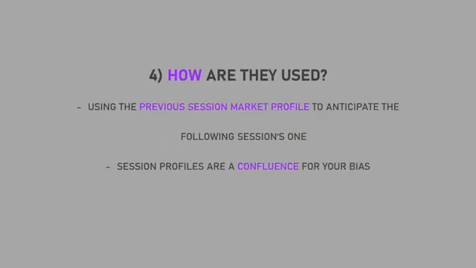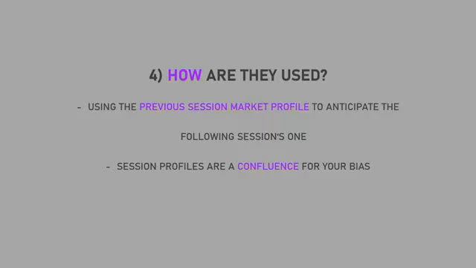So what is the principle of how you can use them? Basically, you take a look at the previous session or sessions. For example, for the New York session, you take a look at the London and the Asia session, and for the London session, you only take a look at the Asian session. So you use the information you can gain from the previous session or sessions to anticipate the price action or the market profile of the session you want to trade.